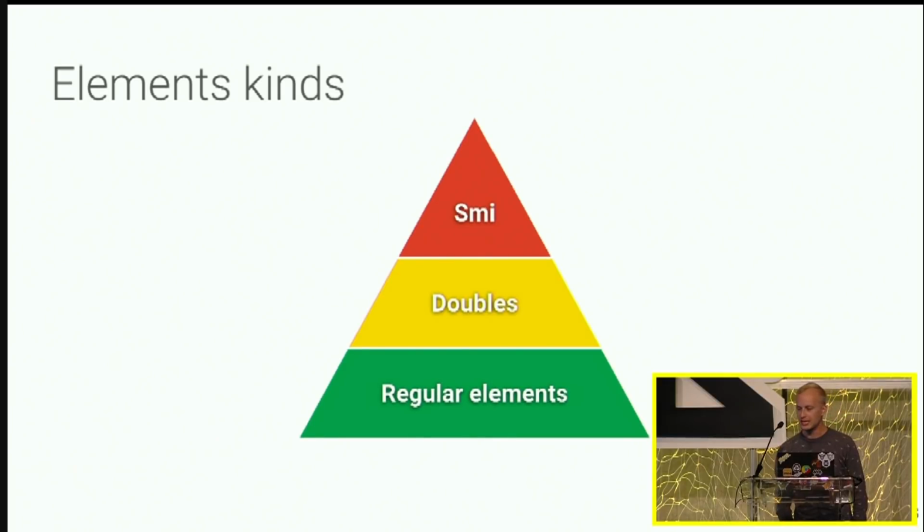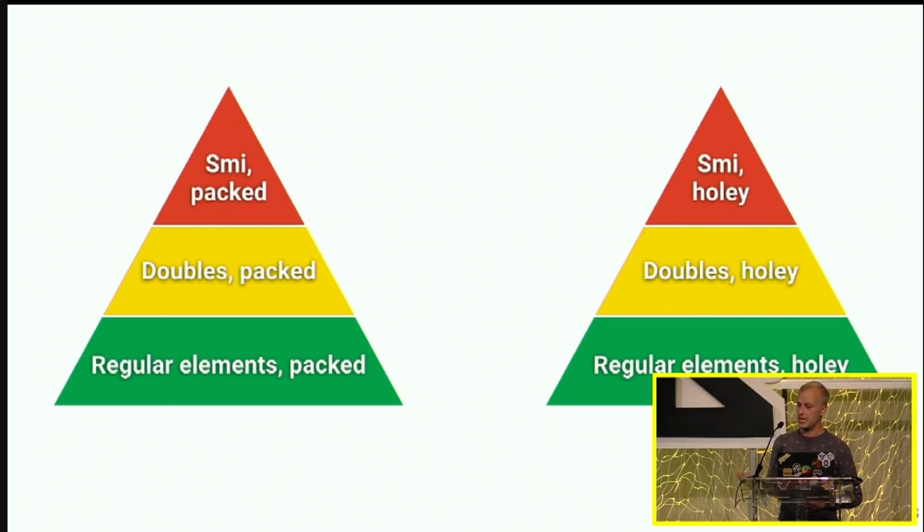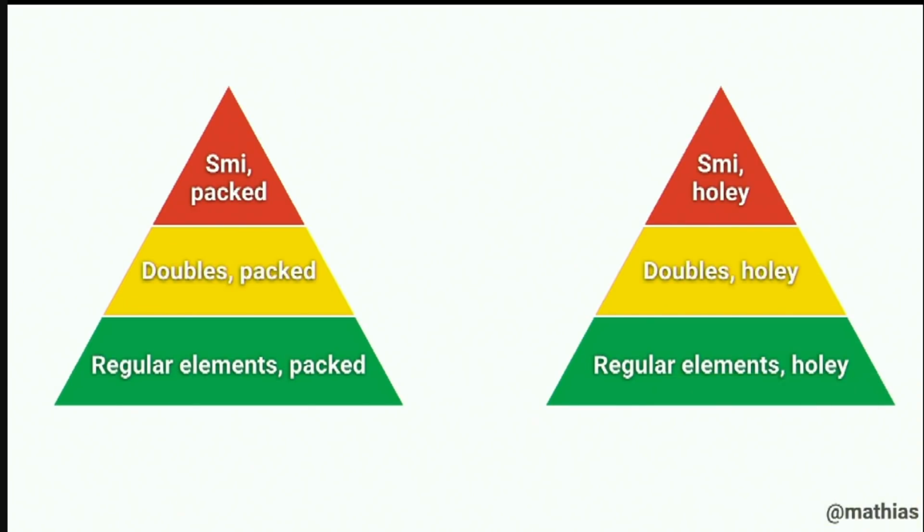Now, if we go back to that list of elements kinds we talked about, we already knew that there were SMIs and doubles and then regular elements. And we also knew that you can transition downwards. You can go from SMIs to doubles and then to regular elements, but you cannot go back up. But now we've learned that there's actually two flavors for each of those elements kinds. There's the packed version and there's a holey version. And we can also transition from a packed kind to the holey counterpart.